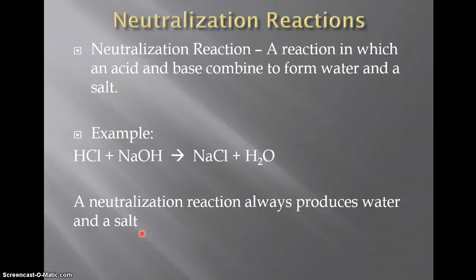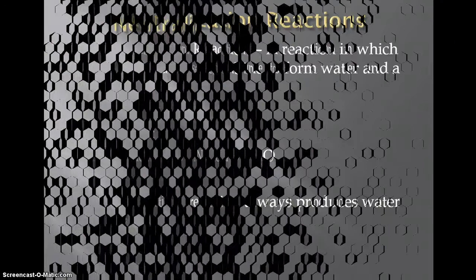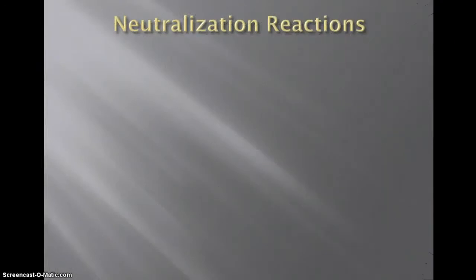The main thing that I want you guys to understand is that when you have a neutralization reaction, the two things that are produced are water and some sort of salt. Okay, so that's the result of a neutralization reaction. And the goal is basically to get your pH, generally speaking, around 7.